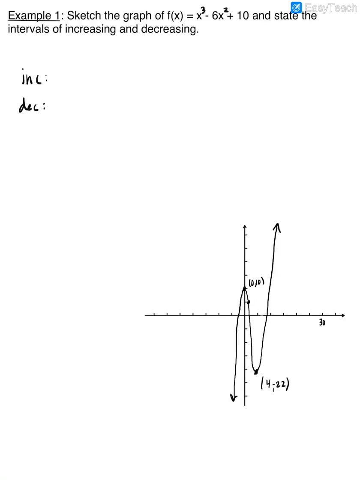So let's try working with this. Example 1, our sketch of the graph for the function x cubed minus 6x squared plus 10, and we want to state the increasing and decreasing intervals. Here I already have the graph of this function given. As I move from negative infinity, I want to head to a point where I see it stopped increasing. Our top point on this one would be at 0, 10. So 0 is the x value where it stops increasing, just before it becomes decreasing.